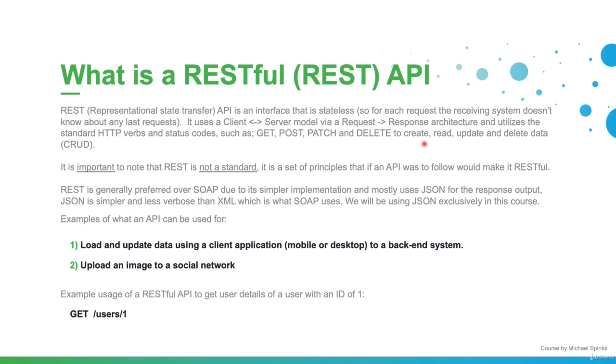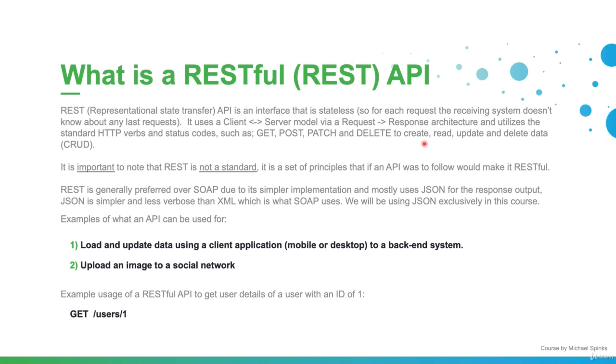Examples of what an API can be used for are: load and update data using a client application. This may be mobile or a desktop application. So for example, if you use Facebook on a smartphone, when you request your friend list, that calls a Facebook API to retrieve the friend list. Or it could be the fact that you upload an image from your smartphone to share with your friends on the social network such as Facebook.